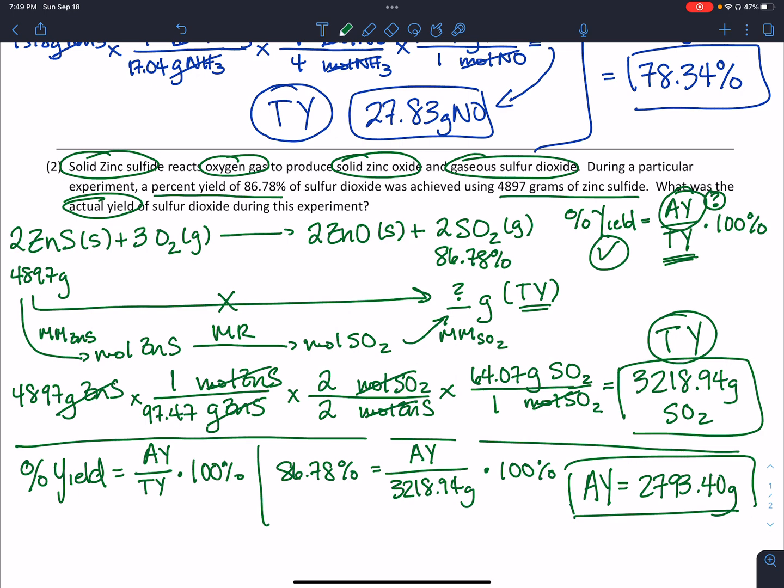So that's just a slightly different way to work one of these problems where we're given the percent yield at the beginning and asked to find the actual.